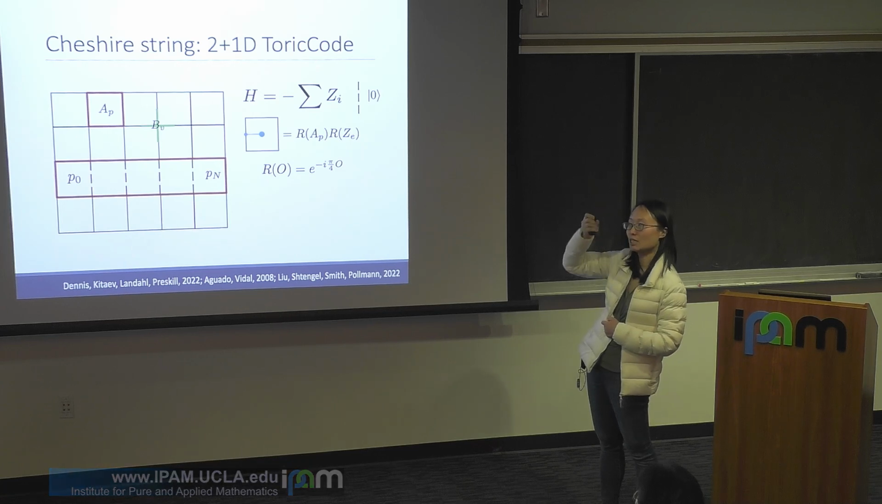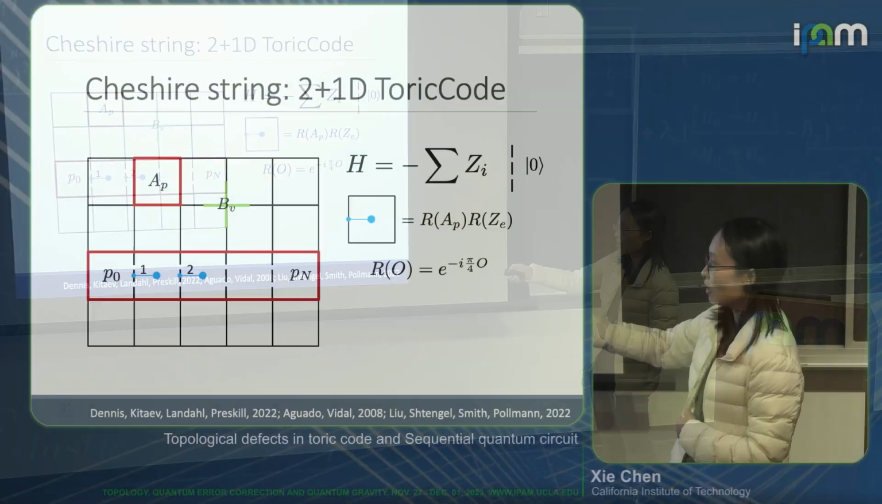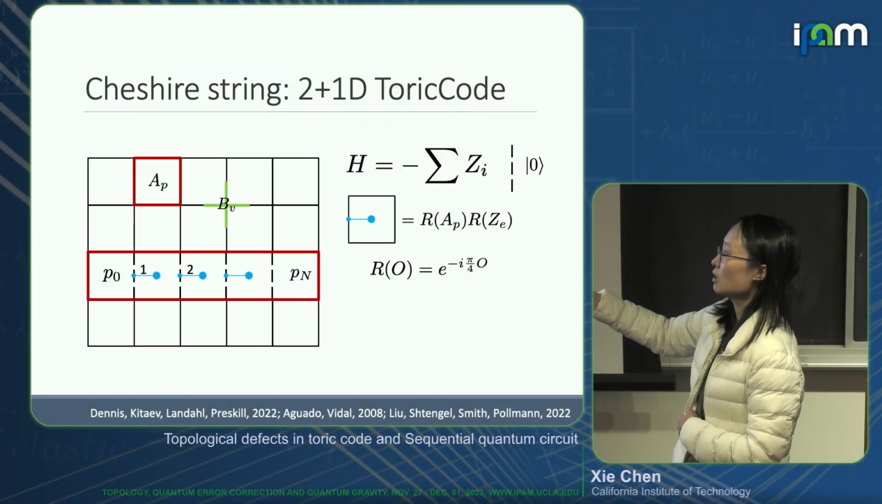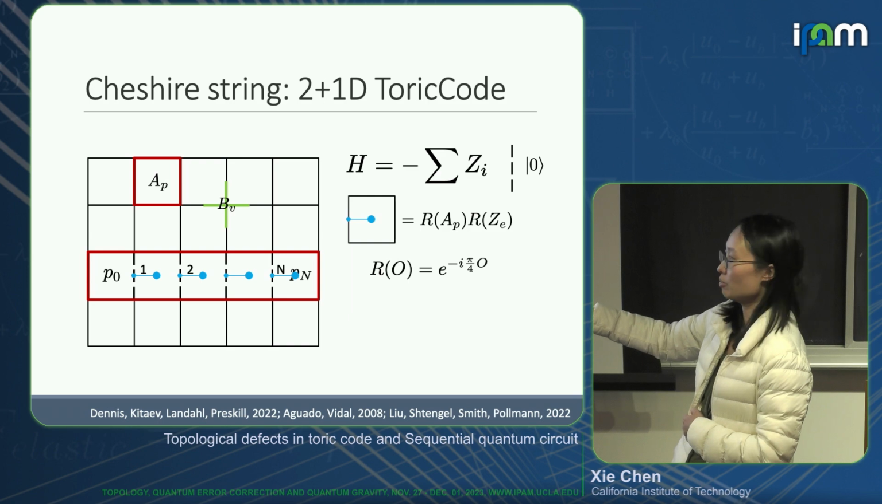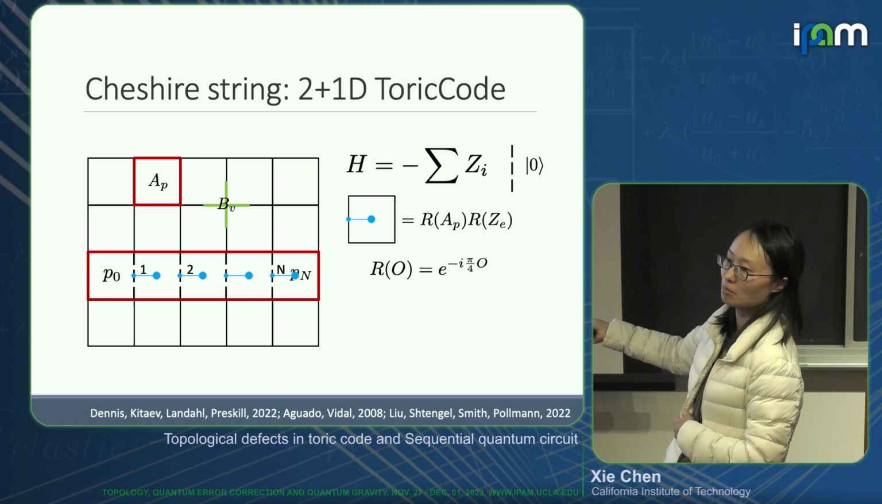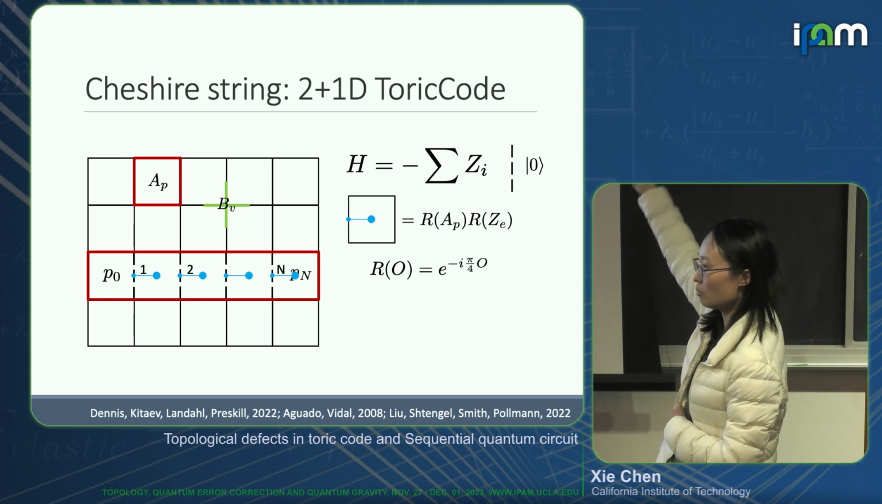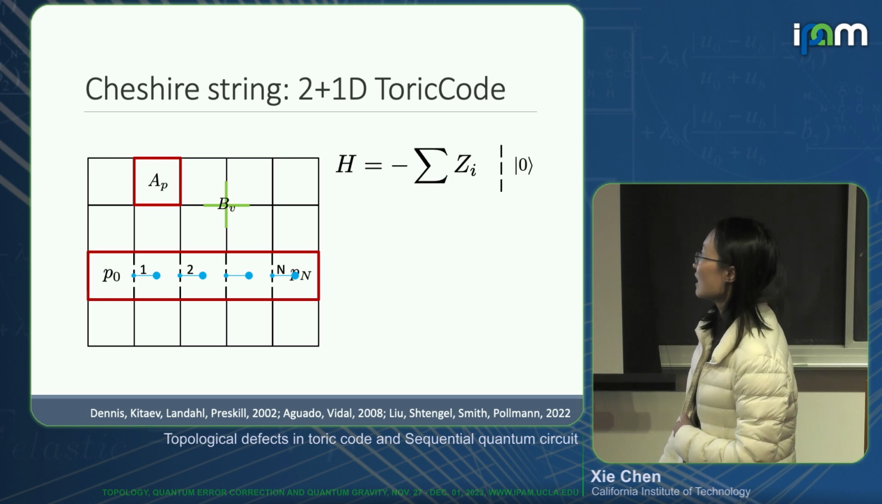And the crucial thing is that we still have to do it in a sequential way. So we have to apply the gate sets one by one from the left-hand side to the right-hand side. And then step by step, we can generate this defect. Because these gate sets don't commute with each other, there's no way we can apply them at the same time. So we have to apply one step at a time. And this is the sequential linear depth circuit.